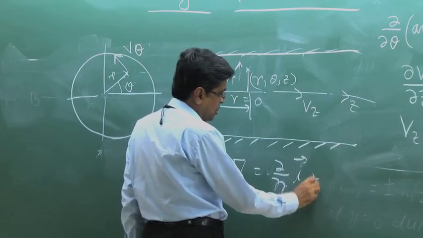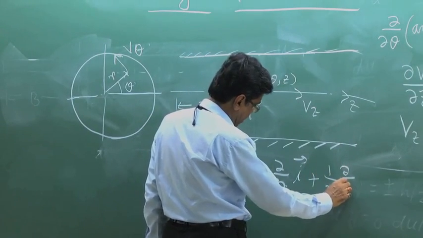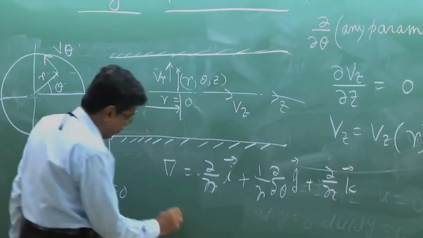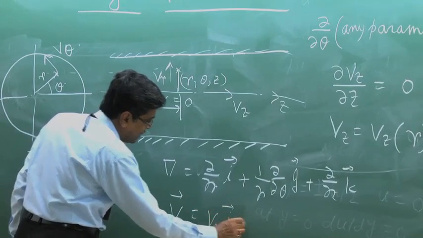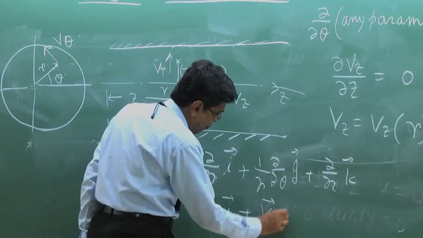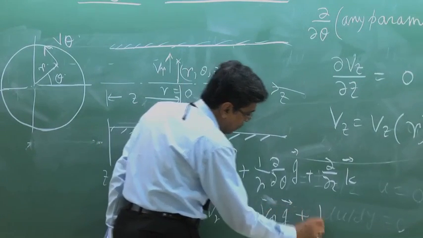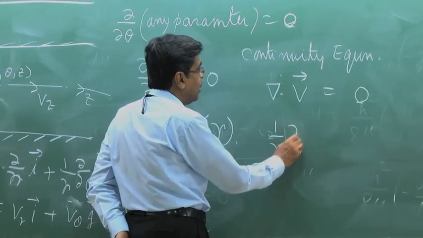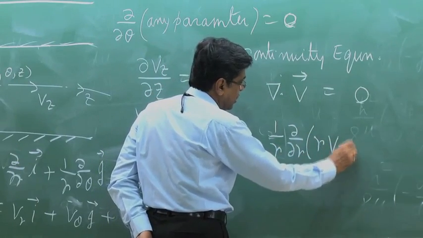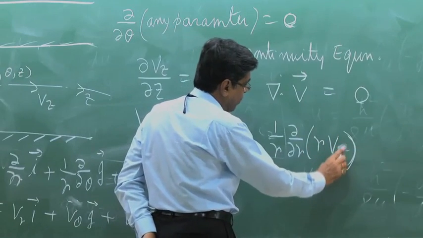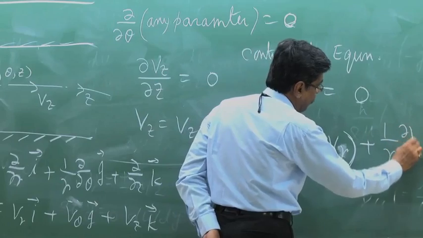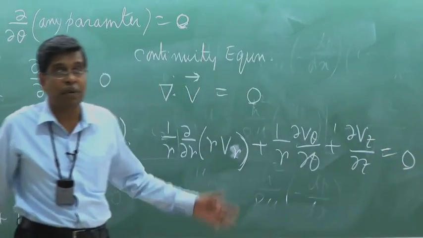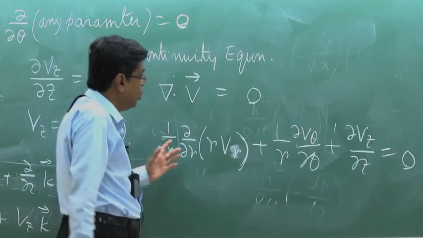So therefore, this is 1 upon r del del theta j plus del del z k, and the velocity vector is defined as Vr i, V theta j, and Vz k. Now this is preliminary vector calculus. This becomes 1 upon r del del r of r Vr plus 1 upon r del V theta del theta plus del Vz del z. This has been told in your fluid mechanics class. That means it is the counterpart of del u del x plus del v del y plus del w del z equal to 0. So this is the continuity equation.